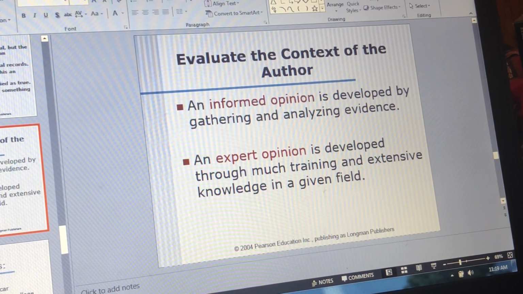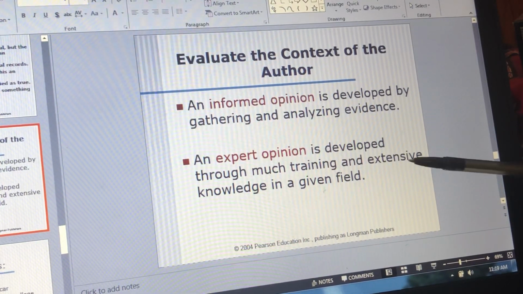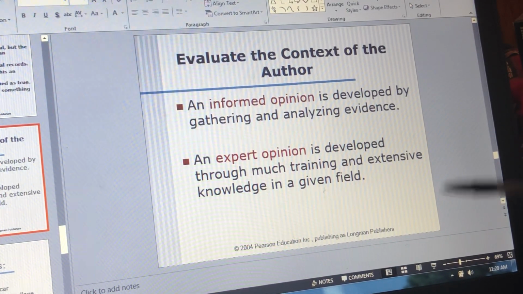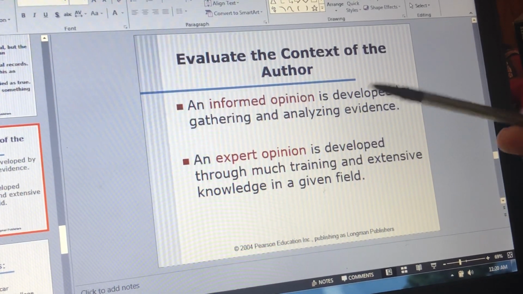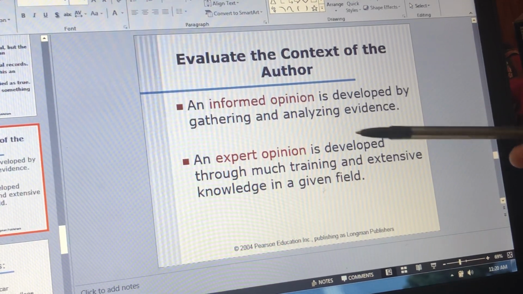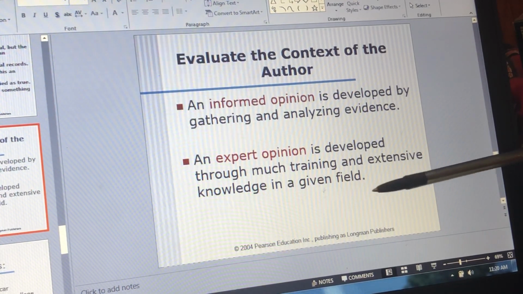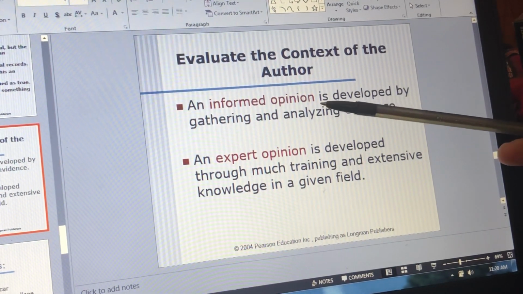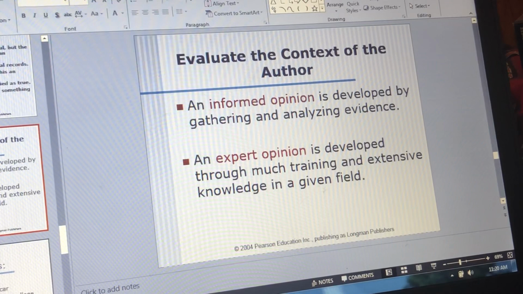An expert opinion is developed through much training and extensive knowledge in a given field, okay? Most of you at this point are not experts in any one field, all right? So this is why we need to do research. If you're writing about the best ways to combat the coronavirus, you're creating an informed opinion. You're gathering evidence, you're trying to learn some things. You're going to rely upon expert opinions, people who've gone to medical school, people who study these types of things, and you want to rely upon expert opinions to bolster your claims.